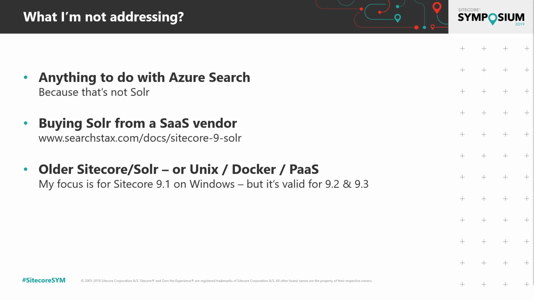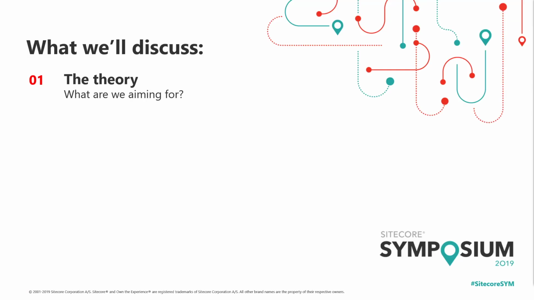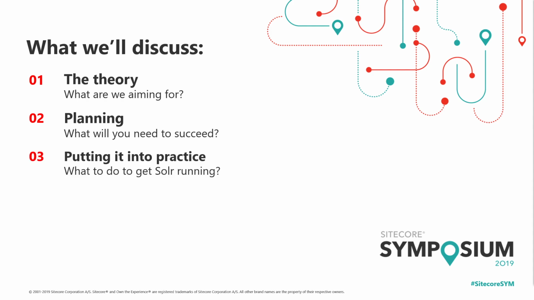To do that, I'll cover 5 areas. I'll start with the theory. What is the big picture of Solr for recent Sitecore, to make sure we all understand what we're doing and why. I'll discuss some of the things you need to plan before deploying, make sure you've got the right resources in place. I'll explain the practice of doing a deployment of Solr, the steps to install and configure Solr and Sitecore to make everything work for you.